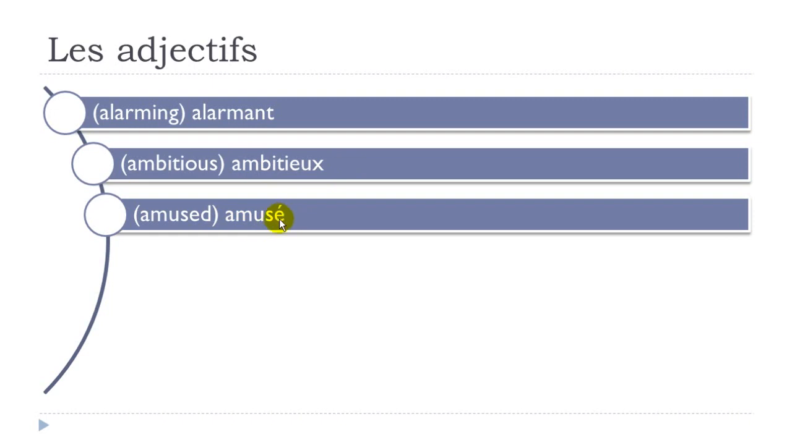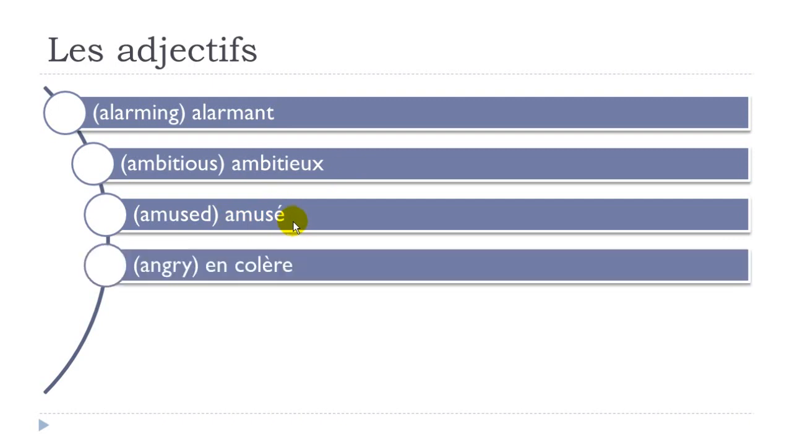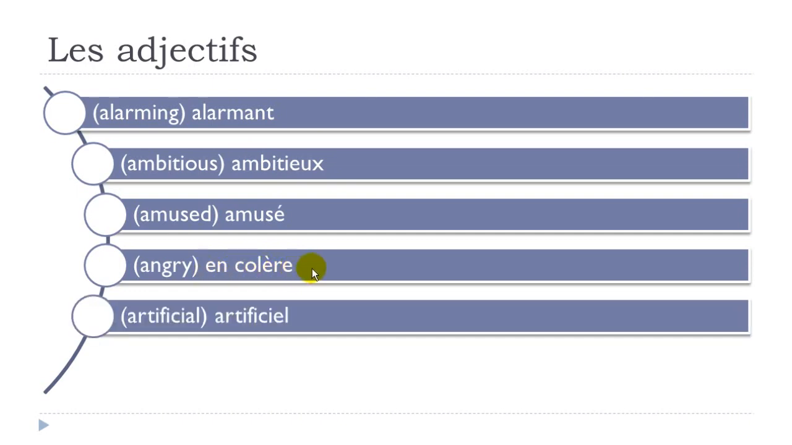Amusé. Okay, accent aigu at the end, so E, Z. Amusé. En colère. Okay, remember, accent grave, E, and then R. Okay, you don't insist on the E. Colère. En colère. Artificiel.